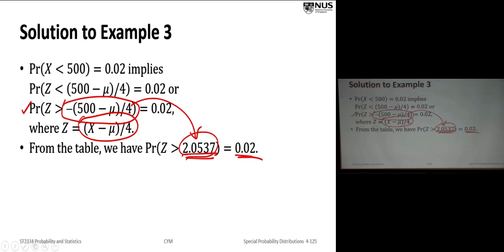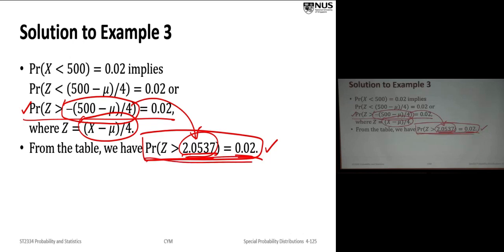This one is from the question. This part is a well-known fact. This is from the statistics table. On one hand, I have this whole equation, which comes from the question. This one is the fact. So I just link up these two through this part. So I have this equation.